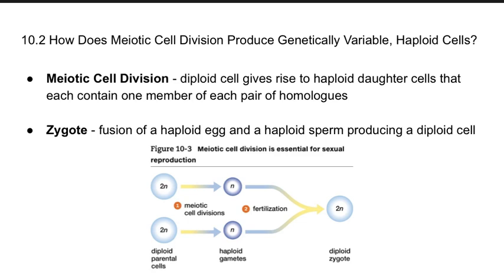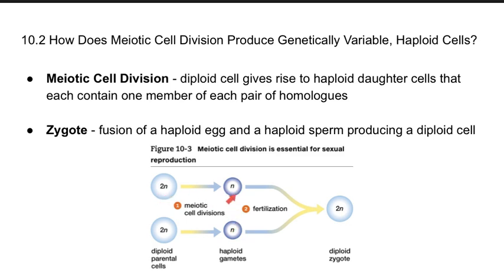Okay, diving a little bit into meiosis here. We had mitosis at the end of our last unit, and now we're going to go into meiosis. So meiotic cell division, or meiosis, is when a diploid cell, so you're starting with 2N, ultimately gives rise to haploid daughter cells that each contain one member of each pair of the homologous chromosomes. So you're going from 2N down to 1N.